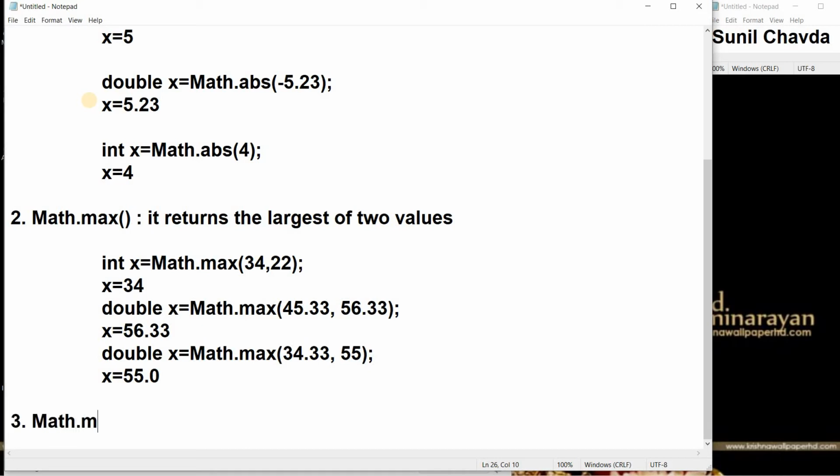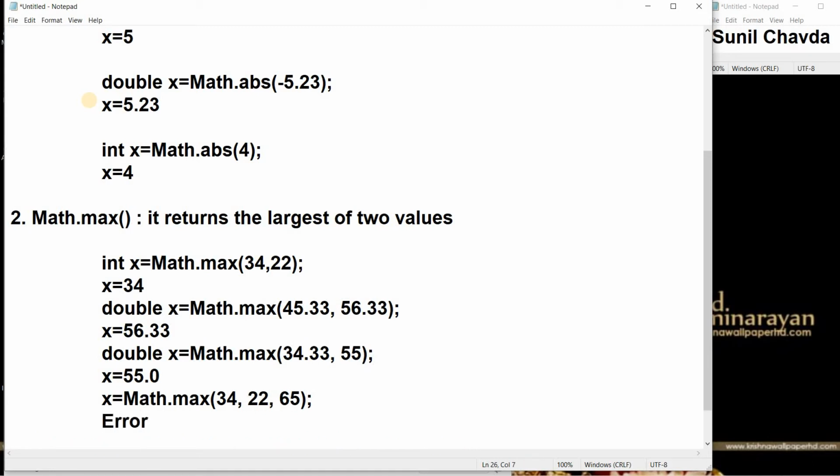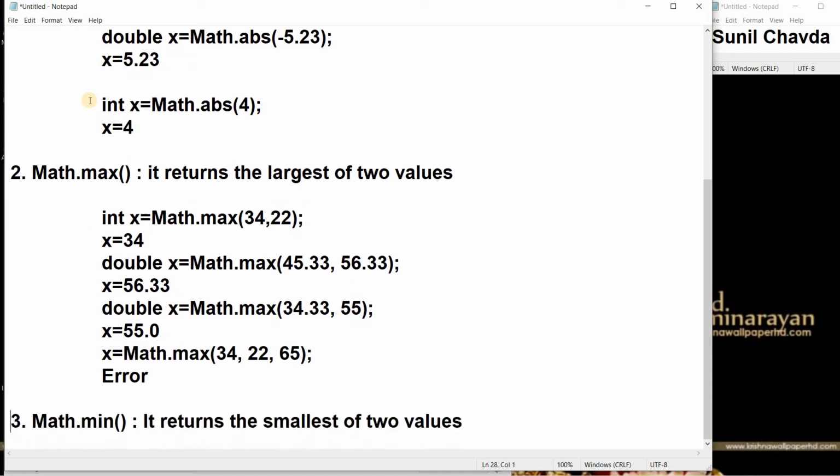The next function is the math.min function. What will it do? Definitely it will return the smallest of two values. One more time, remember it works on only two values. If you provide three values, Java will give you an error. If you write x is equal to math.max and give three different values separated by commas, I've given here three values, so Java will give you an error.